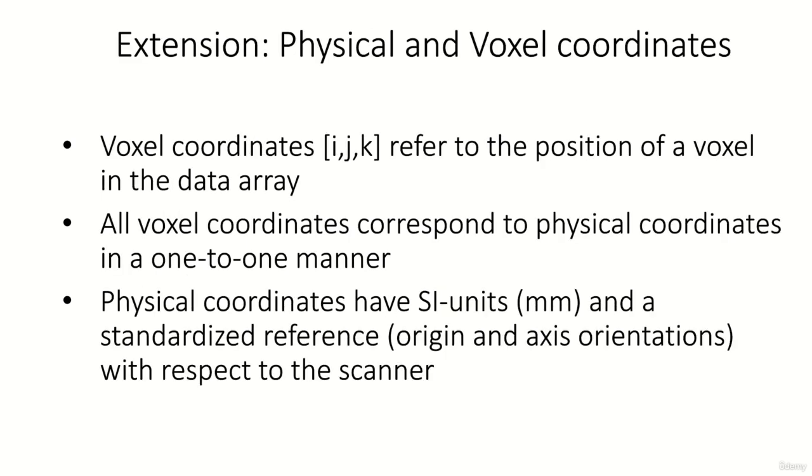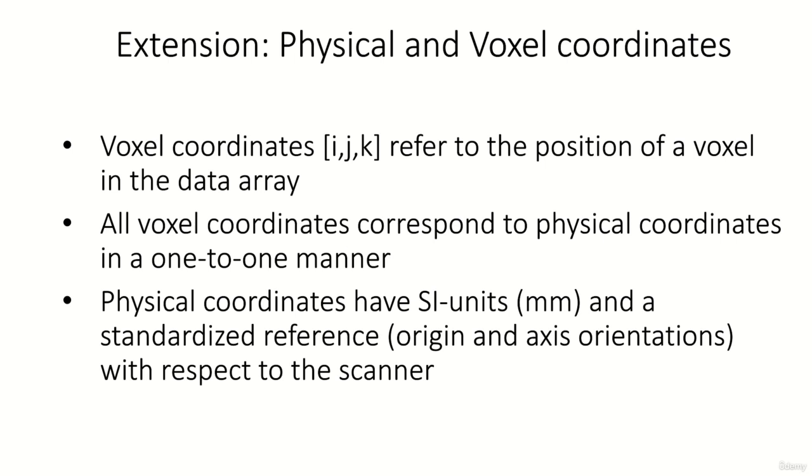Now, as promised, we will talk about the relationship between physical and voxel coordinates. A voxel coordinate defined by the three integers i, j and k refers to the position of a voxel in our data array. As an example, when using the values 0, 0, 100, those coordinates exactly identify a voxel in our scan. All voxel coordinates correspond to the physical ones in a one-to-one manner.